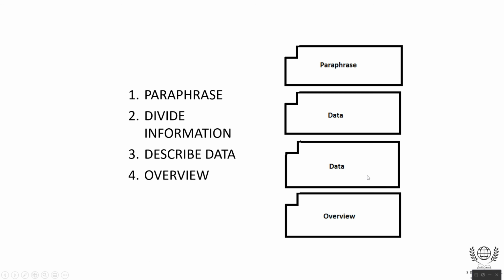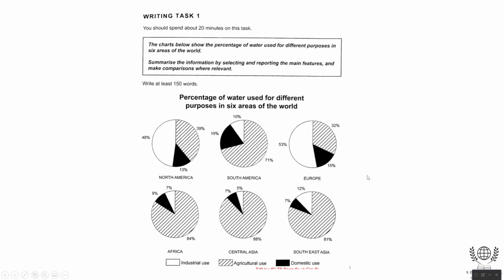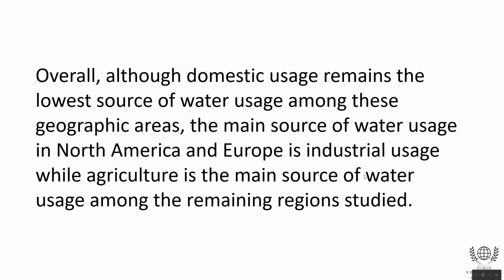So finally, it's time to look at the overview. For the overview, again, we're looking at the highs and the lows, and agricultural use pops out immediately, right? And also we can see the trends in North America and Europe. They pop out also in terms of their industrial use of water. Although domestic usage remains the lowest source of water usage among these geographic areas, the main source of water usage in North America and Europe is industrial usage, while agricultural usage is the main source of water usage among the remaining regions studied.